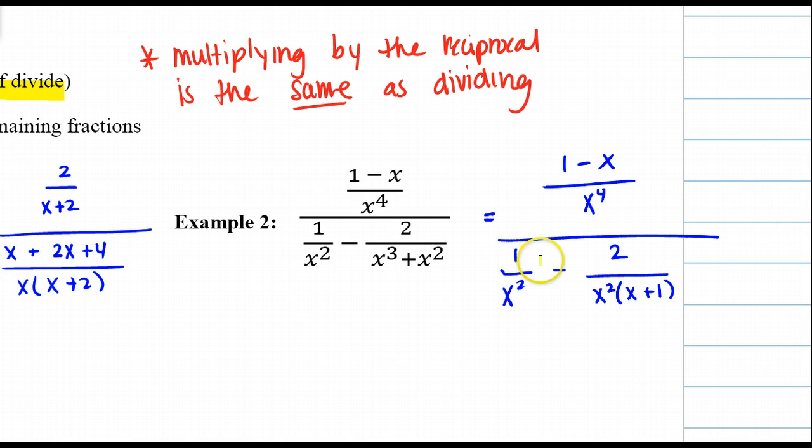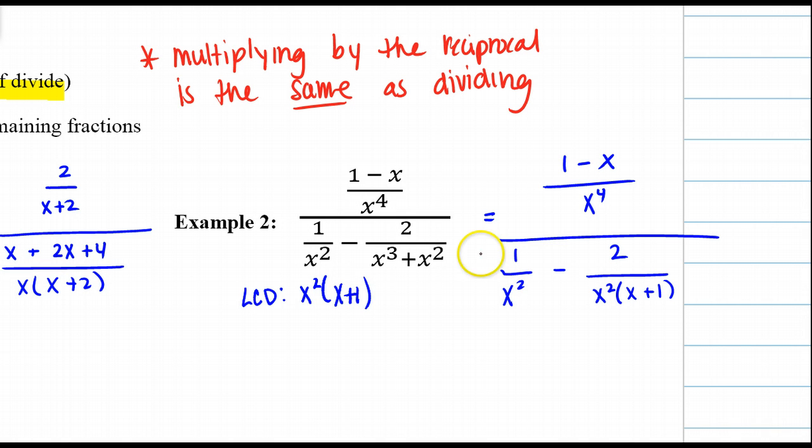And what I need to do is then go to step 2 and add and subtract any fractions if possible. So I need to combine the two fractions on the bottom. In order to do that, I need an LCD. I need a least common denominator. So they both actually have this x squared. And then the second one has this x plus 1. So that takes in everything.